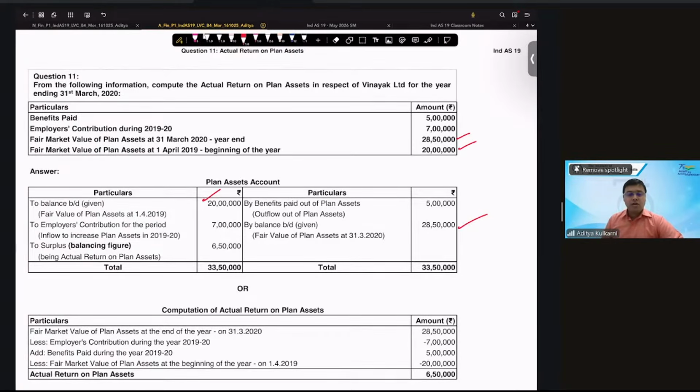When employers contribute, fund value increases. So they contribute to the fund. So plan assets account debit, cash bank credit, which is the employer's contribution, 7 lakhs. 5 lakhs is something which is paid. So defined benefit obligations account debit, plan assets credit. So 5 lakhs paid out. When you do this, 6 lakh 50 is your balancing figure. This is your actual return on plan assets.